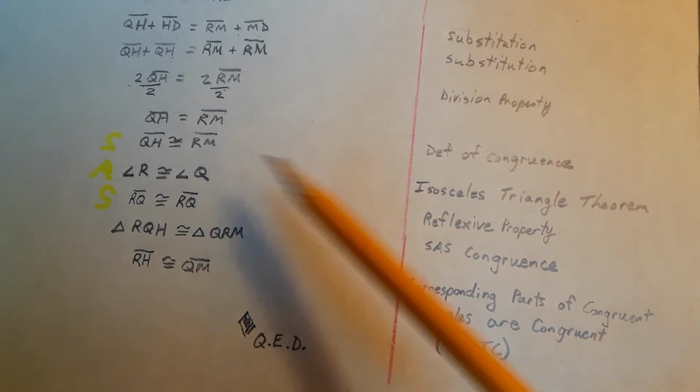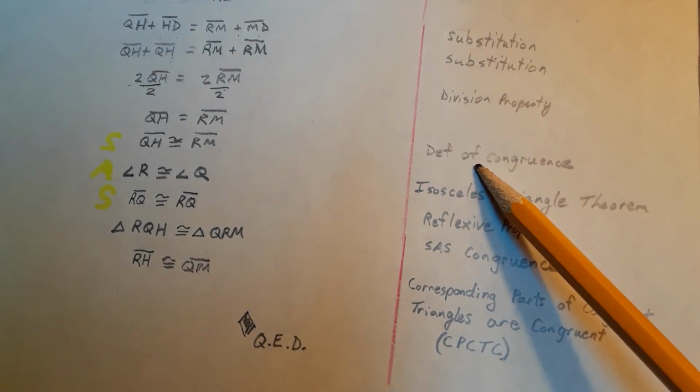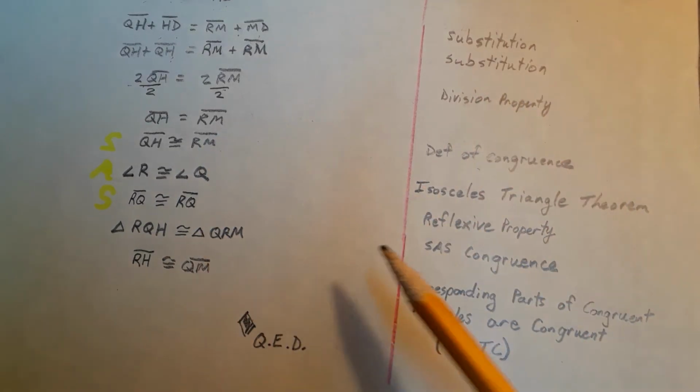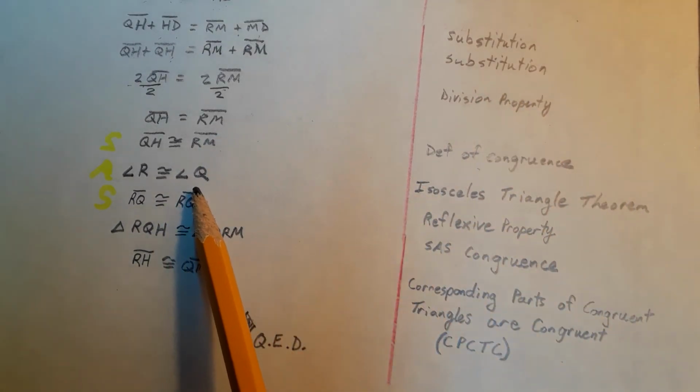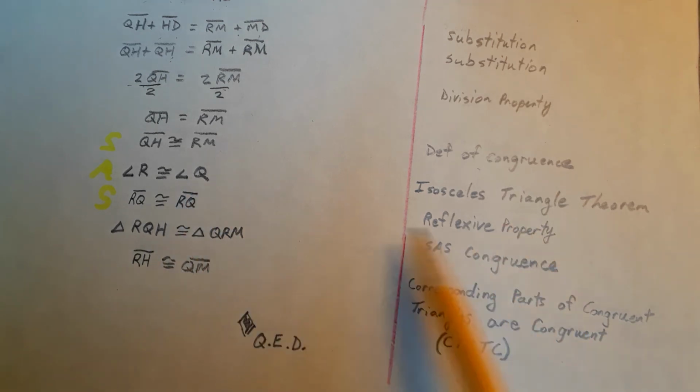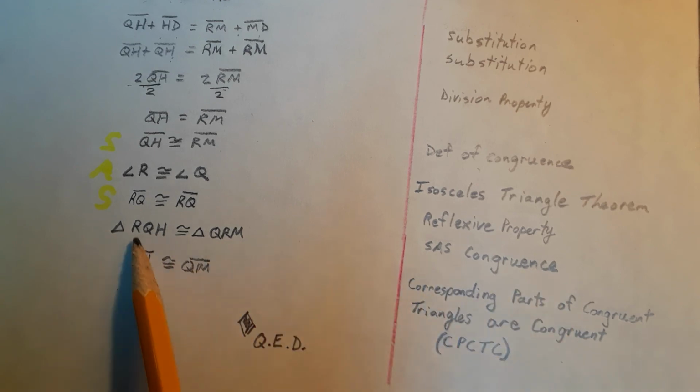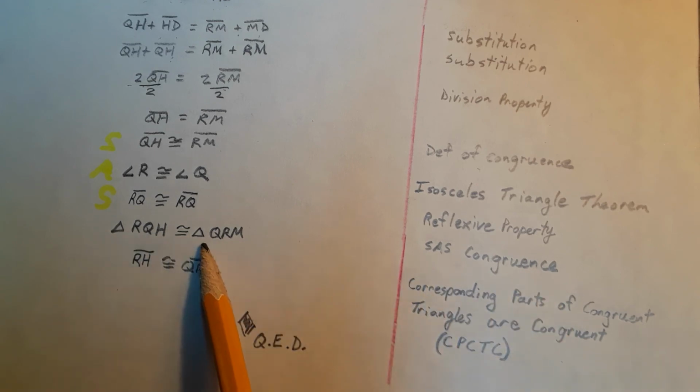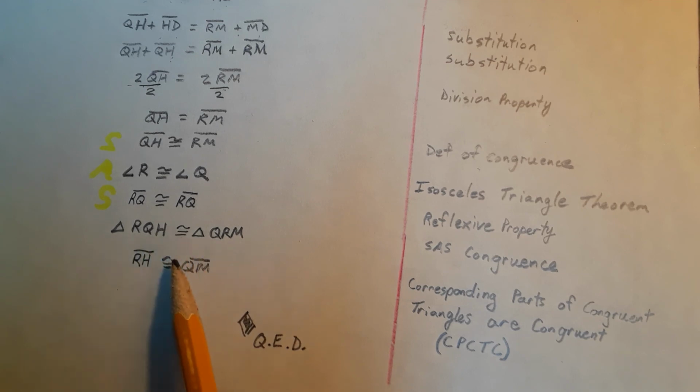We get this side through definition of congruence through the division property. We derive this. We use the isosceles triangle theorem to get these angles, and we use reflexive property to get these segments. So by side angle side congruence, we know both triangles are congruent. And so if the triangles are congruent, then RH must be congruent to QM, and that's because corresponding parts of congruent triangles are congruent. You can abbreviate this, and a lot of times you see it abbreviated. And that ends our proof.